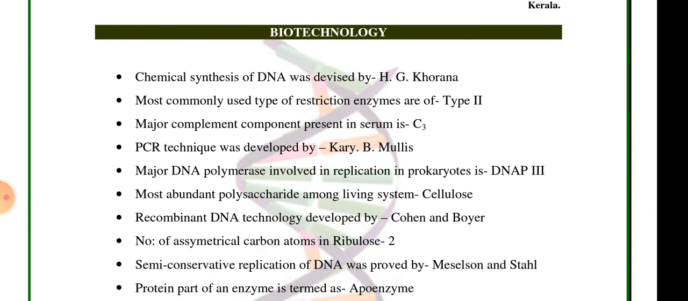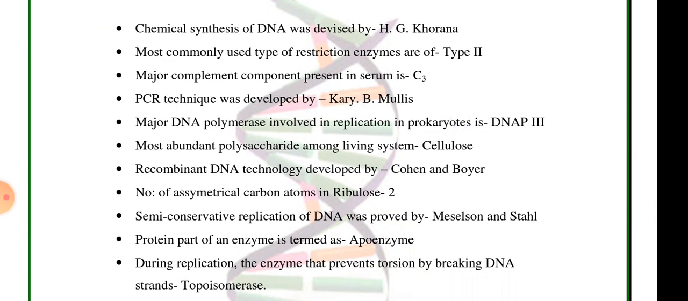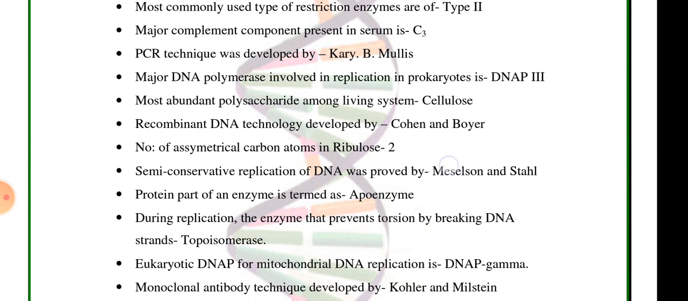Semi-conservative replication of DNA was proved by Meselson and Stahl. Protein part of an enzyme is termed as apoenzyme. During replication, the enzyme that prevents torsion by breaking DNA strands is topoisomerase.